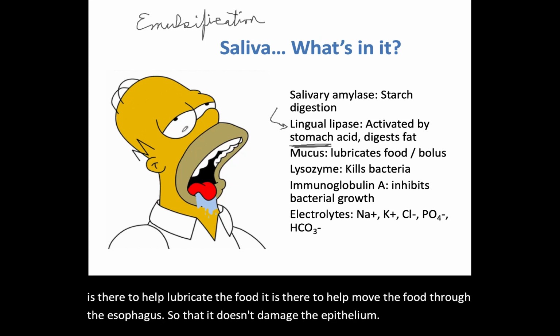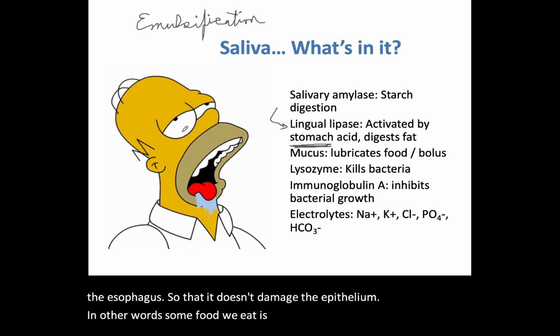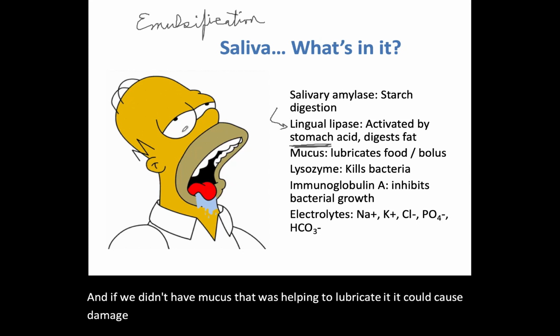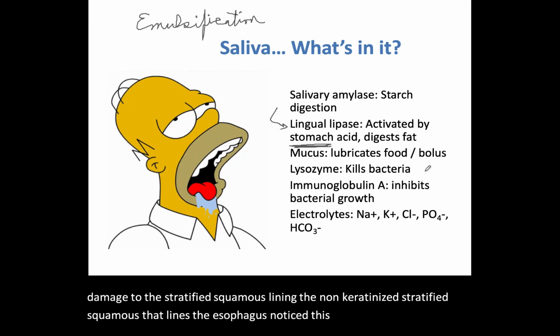In other words, some food we eat is abrasive. And if we didn't have mucus that was helping to lubricate it, it could cause damage to the stratified squamous lining, the non-keratinized stratified squamous that lines the esophagus. Notice this term bolus. Right?